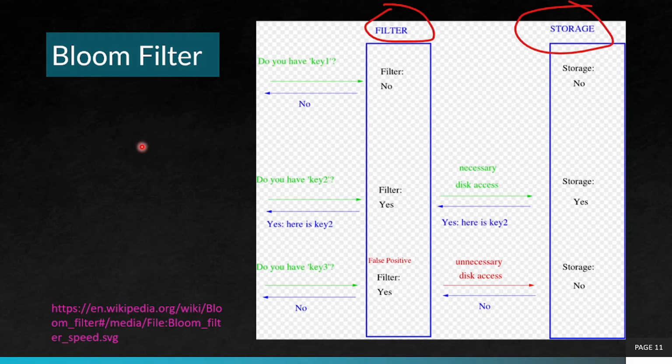So what is a Bloom filter? It is like, do you have key 1? The answer is no, and it is correct. Do you have key 2? The answer is yes, and there you have a necessary disk access. And for key 3, it gives a false positive: it says yes, but it is actually no. So that's the thing about the false positive in the Bloom filter.